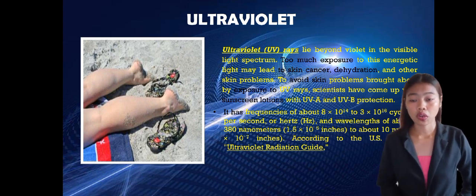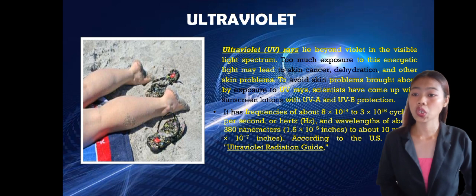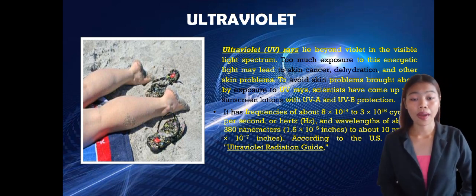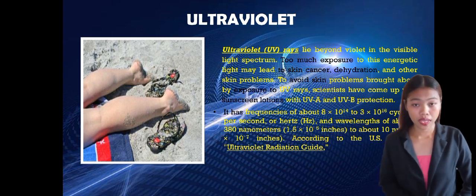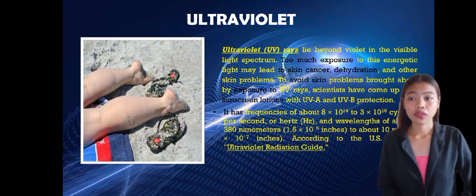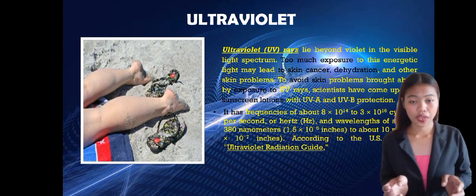Too much exposure to this energetic light may lead to skin cancer, dehydration, and other skin problems. To avoid skin problems brought about by exposure to UV rays, scientists have come up with sunscreen lotion with UVA and UVB protection. Ultraviolet light falls in the range of the electromagnetic spectrum between visible light and X-ray.